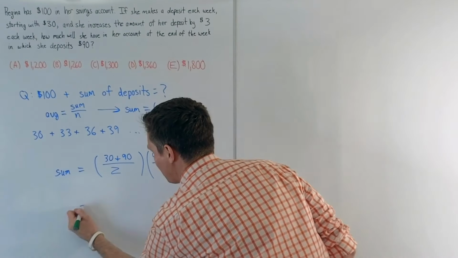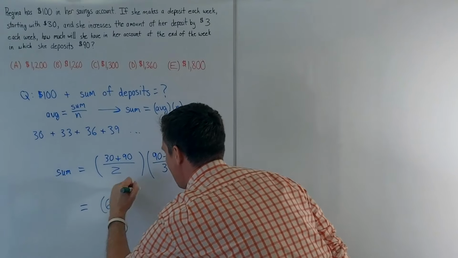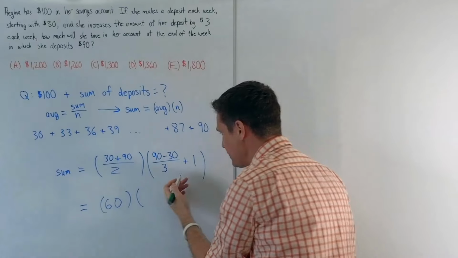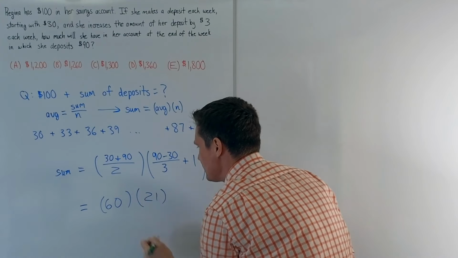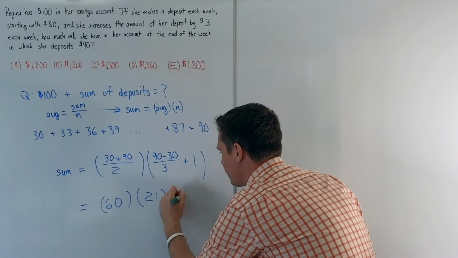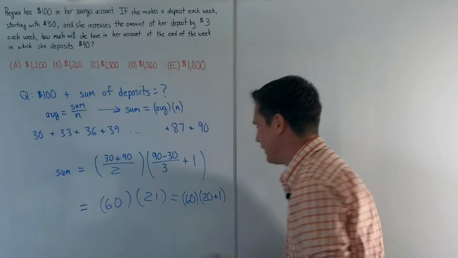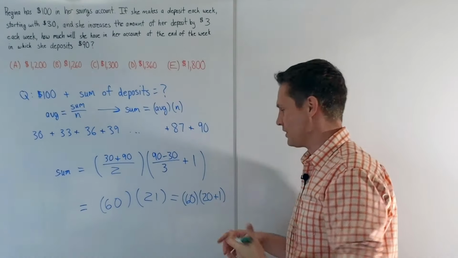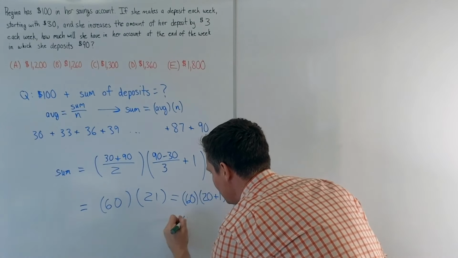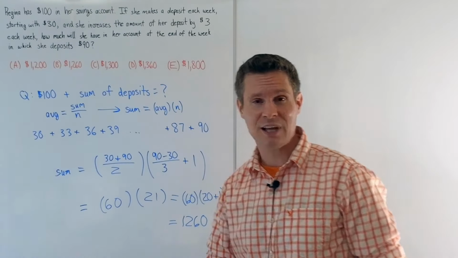We can just do the calculation here. 30 plus 90 over 2, 120 over 2 is going to be 60 times, and then 30, we've got 90 minus 30 is 60, divided by 3 is 20, plus 1 gives us 21. And here we could take that all at one bite, go ahead and do the multiplication, or we could take that as 60 times 20 plus 1 and do the multiplication separately. 60 times 20 is 1,200, plus the extra 60 that we have from the 60 plus 1 would give us 1,260. Answer choice B seems to line up with that.